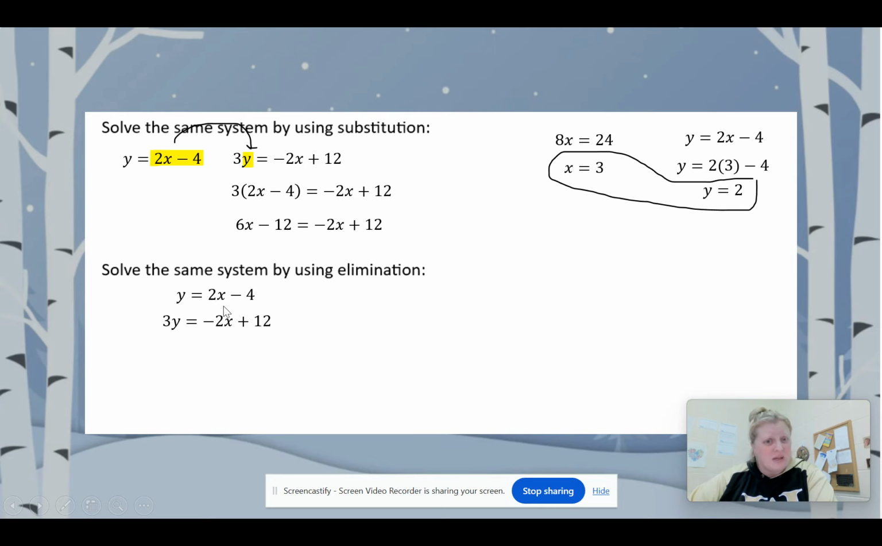So you can see these both say 2. So it looks like x is the way to go because they're already the same. And one of them needs to be negative. And we have that. So you are ready to actually add these guys together. So we're just going to add straight down.